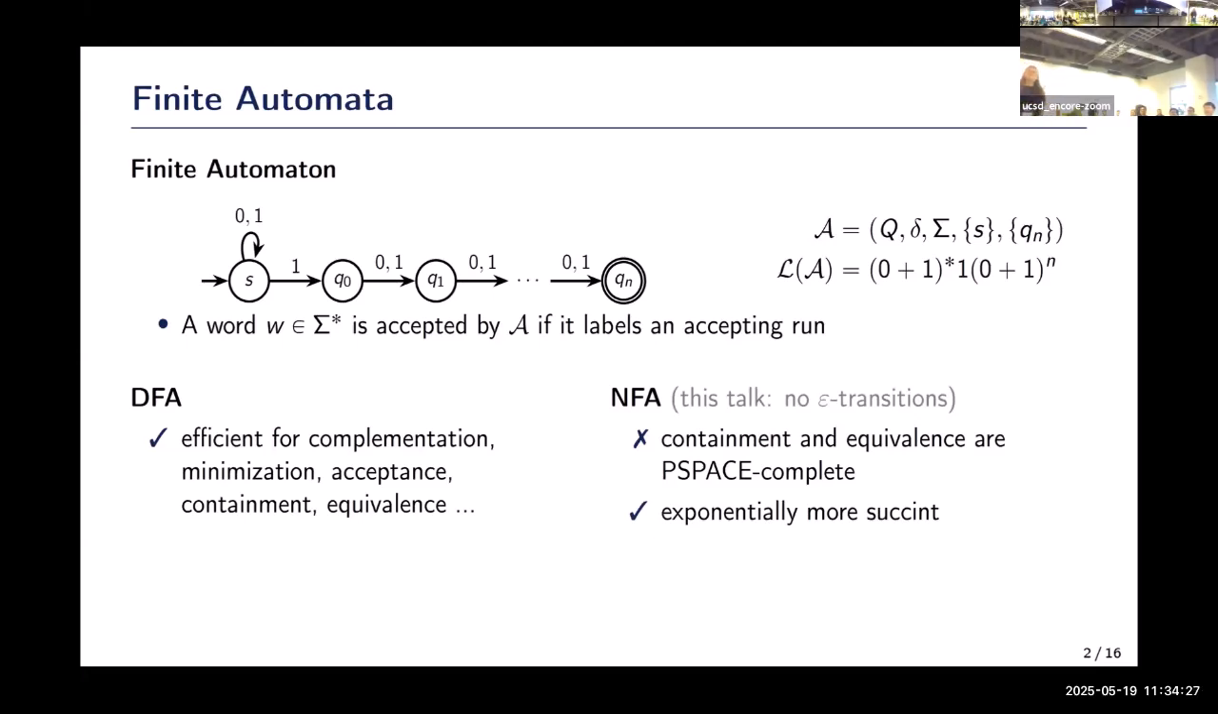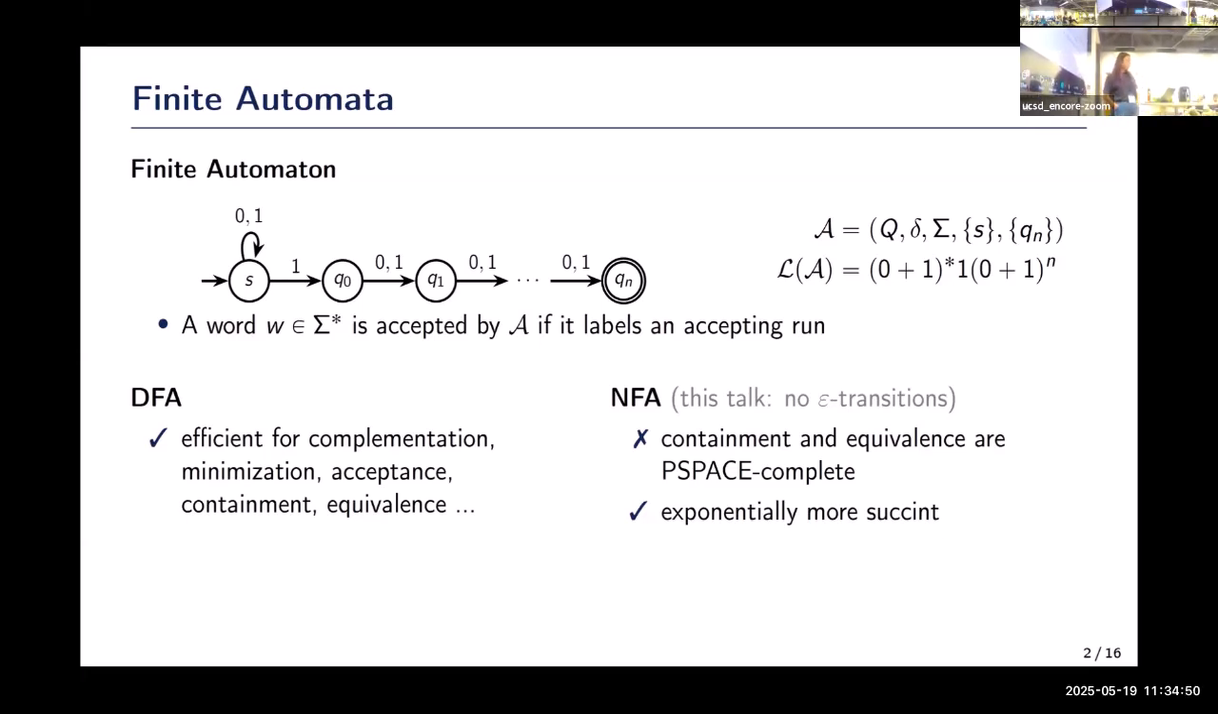I hope so. Okay, and let me also define the problems. Acceptance is the problem where, given a word and an automaton, you want to know whether the word is accepted by the automaton. Containment would be: I give you two different automata and I ask you, is the language of the first one contained in the second one? So it's a more general problem. Equivalence asks whether two automata recognize the same language.